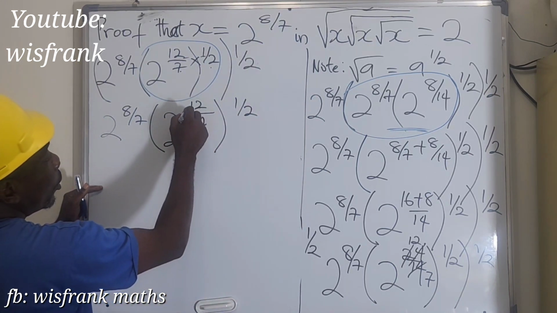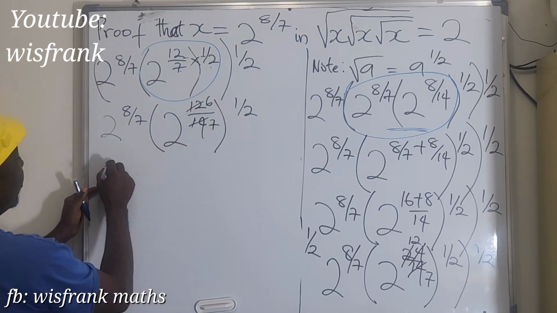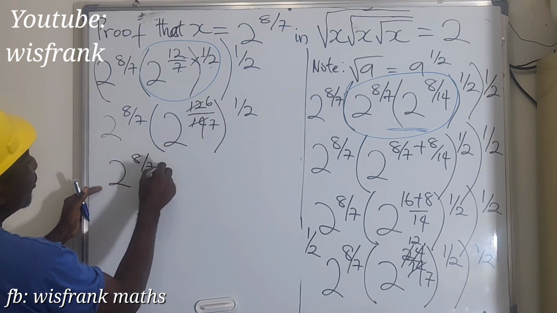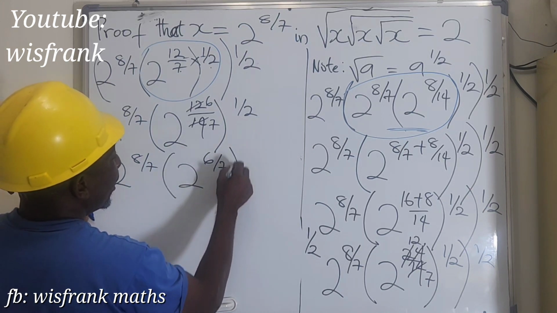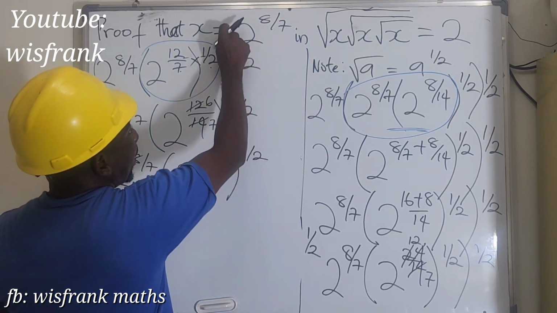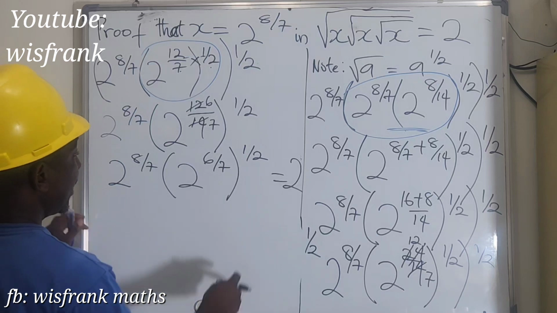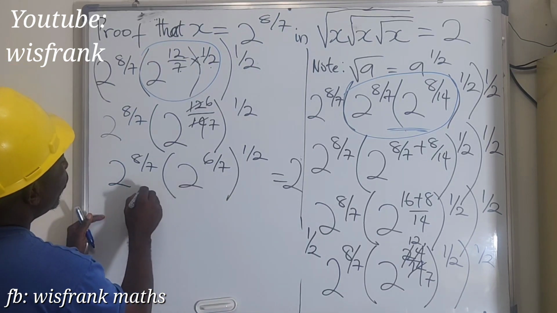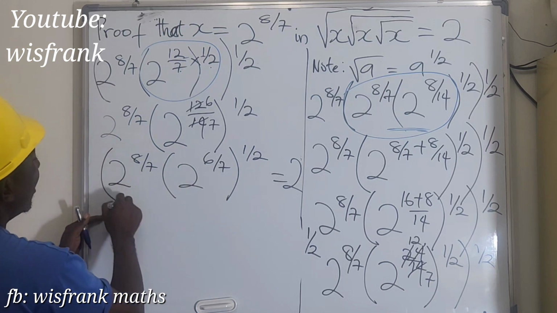So in this case, 2 will cancel here 6, and 2 will cancel here 7. So we are now left with 2 raised to the power of 8 all over 7 into 2 raised to the power of 6 all over 7, then we bring down 1 all over 2. So we see how here our value, the right hand side, is 2. Now we need to multiply this by this. Okay, we still have this.